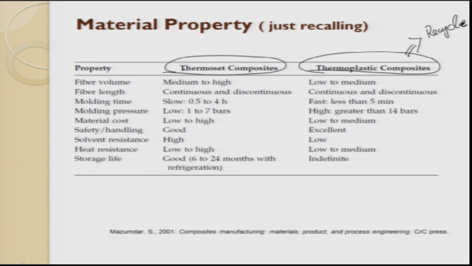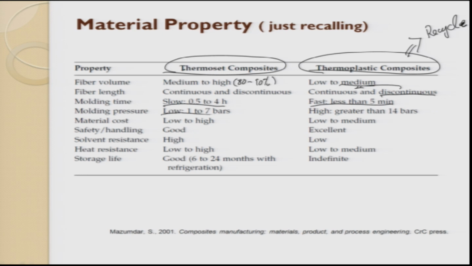But whereas in thermoplastic, you always apply pressure, wherein you keep a preform of reinforcement, and you apply pressure and then push it inside. So you can't go more than medium. Here you can go as high as 80 to 90%. Here the fiber length can be continuous or discontinuous. Predominantly here it is discontinuous. Today it is getting moved to continuous. The mold time in thermoset is somewhere close to 4 hours. But here you see it is less than 5 minutes. So if you are looking for mass production, then thermoplastic composites are very good.